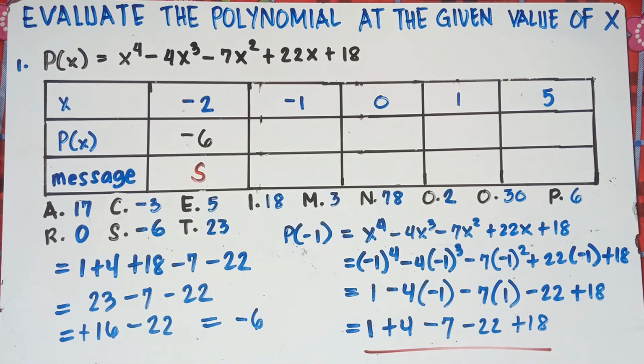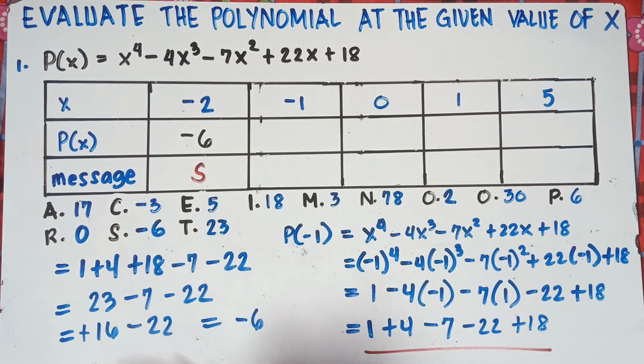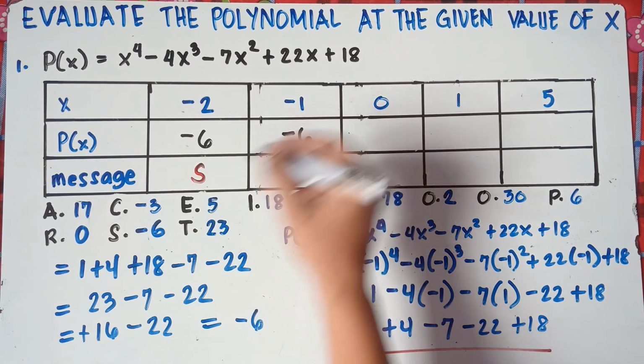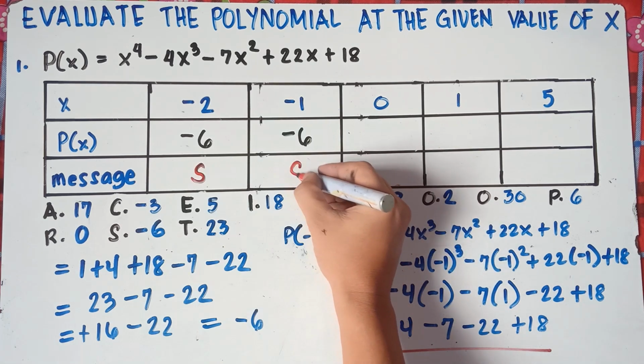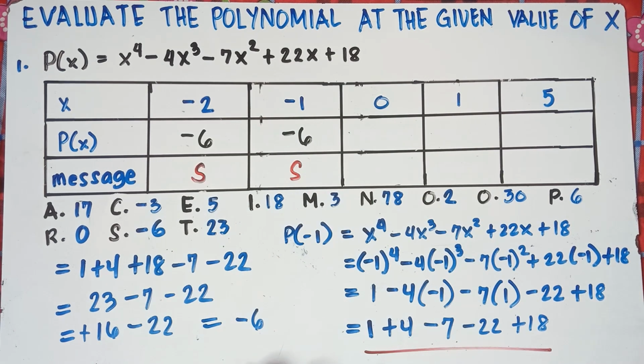Alright, negative 6. Where is negative 6 class? In the given letters, it's only S. So our answer is still negative 6, and that would be S. So we have SS now. SS for example number 2, for negative x is negative 1. So we have still negative 6.